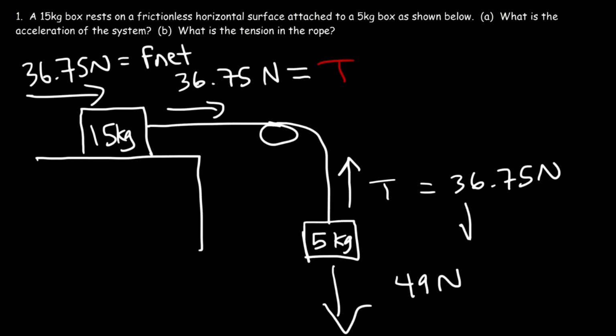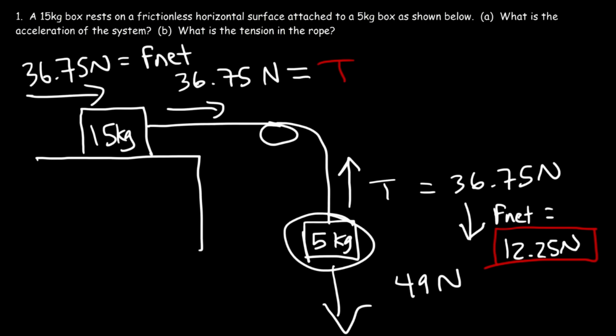So the net force in the y direction is the difference between these two forces. If you take 49 minus 36.75, that's going to give you a net force of 12.25 newtons that acts on the 5 kilogram mass. Now, if you want to check your work, make sure that if you take this and multiply by the acceleration of the system, you get this answer.